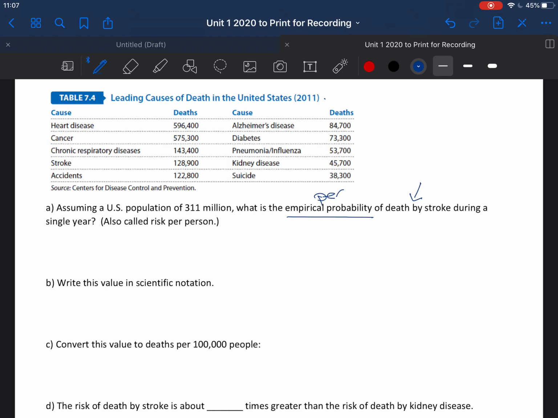And when they say this, you're just thinking per person. So what we need on the top of our ratio is the number of deaths from stroke. So that is 128,900. And then on the bottom, because we want per person, we need to list the number of people. So 311 million. So you can add in all your zeros.